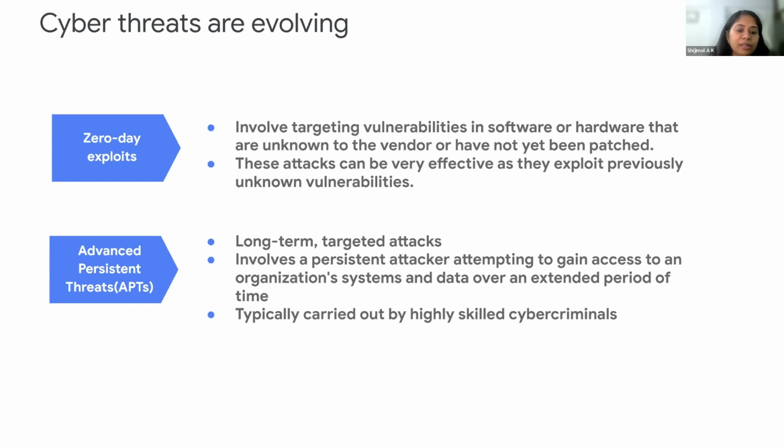Next is advanced persistent threats. These are long-term, very targeted attacks. They happen very slowly, over a longer period of time. They gain access to the organization's systems and data over an extended period. This requires a lot of skill. Usually it is an organized attack carried out by highly skilled cyber criminals. So these are some of the common kinds of attacks that happen in the cloud.